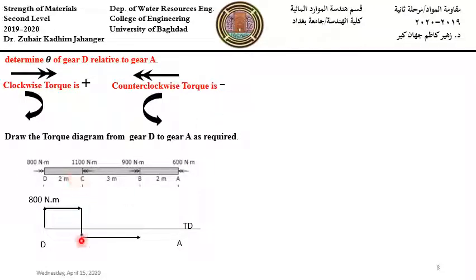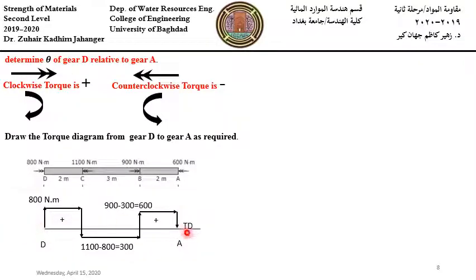Then from C to B, nothing. So 1100 take away 800, it will be here 300. So 1100 minus 800, it's 300. Then 900 positive goes up, so it is 600 here. Then from B to A, nothing, horizontal line. Then at A, we have 600 counterclockwise, minus, bringing you back to 0.